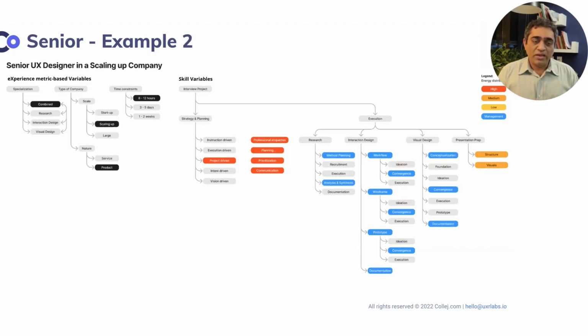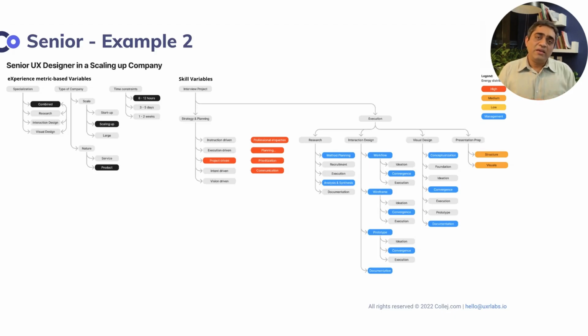So this one is where you are a senior UX designer in a company that's scaling up. Again, your strategic skills are the same. However, if you're a senior UX designer in a company that's scaling up, your breadth of knowledge has to be a lot broader. You are expected to know enough about research, interaction, visual, as well as presentation to be able to manage the process. At least you need to have that. That means you should have spent enough time working in each of those domains.